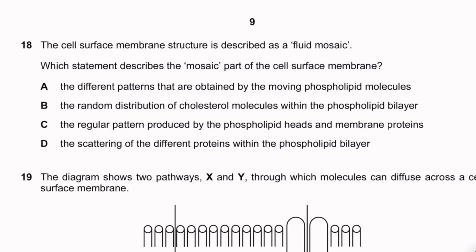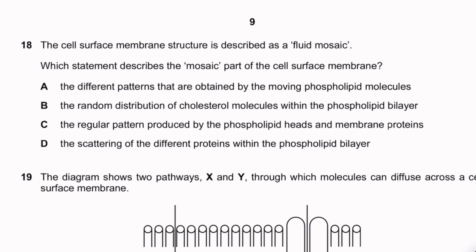The cell surface membrane structure is described as a fluid mosaic. What statements describe the mosaic part of the cell surface membrane? The fluid mosaic description is given to the phospholipid bilayer as a result of the phospholipid heads and the protein molecules moving around, and from the top view it would look like a mosaic type of structure. Different patterns are obtained by the moving phospholipid molecules.